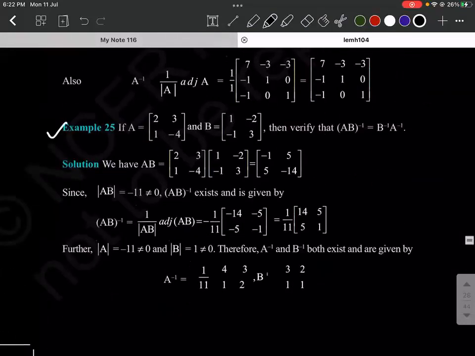Now, for the 25th one, find out what is A and B. A and B are given, both are square matrices. Find the product of AB and take the inverse of it. Then find B inverse separately, A inverse separately, and multiply both and see. If they both are giving you the same matrix, then the answer is right.